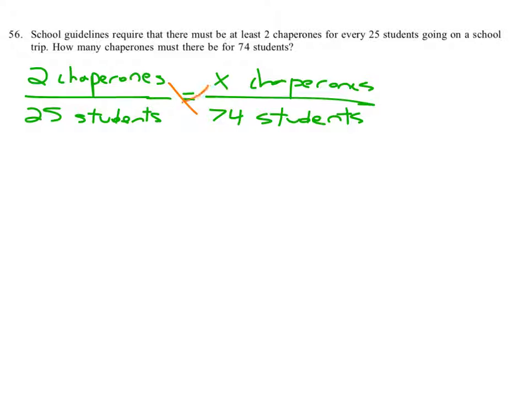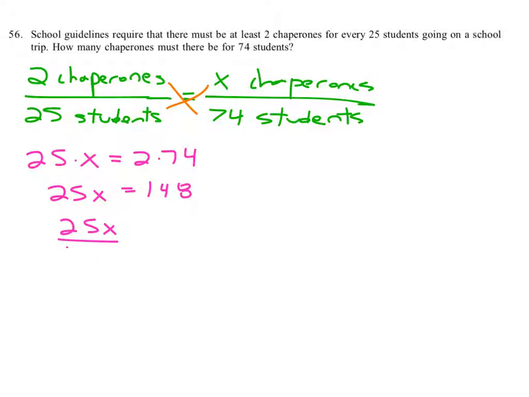So this times this equals this times this. And what we're going to get as a result here is 25 times x equals 2 times 74, or 25x equals 148. And of course you need to divide both sides by whatever the coefficient of x is, so that's 25. So we've got 148 divided by 25, or x equals.